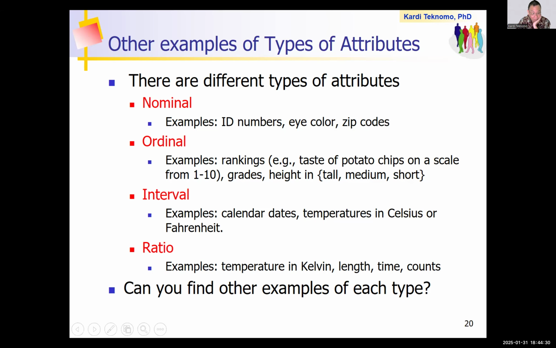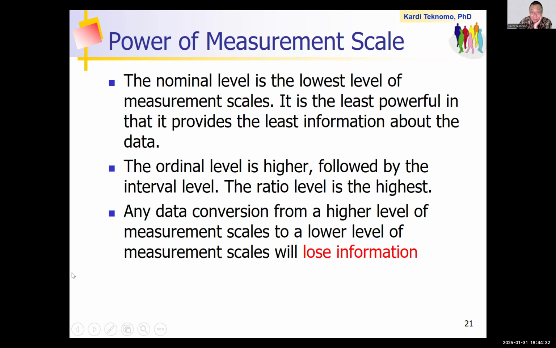So this is the power of measurement scale. Nominal level is the lowest level of measurement scale, so it is the least powerful in terms of information. The ordinal data is a bit higher, then interval, and the highest is actually ratio. So again, any data conversion from the higher level of measurement scale to the lower level of measurement scale will lose information. So keep in mind on this.